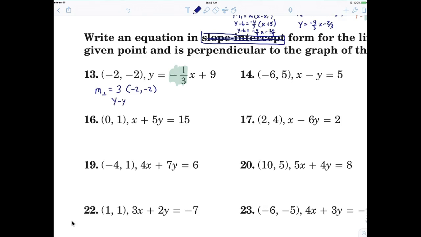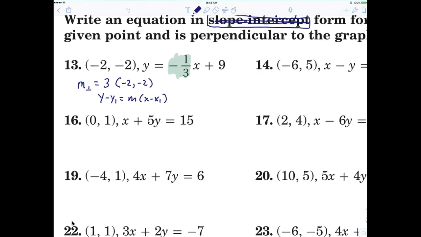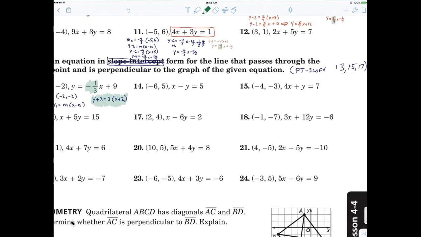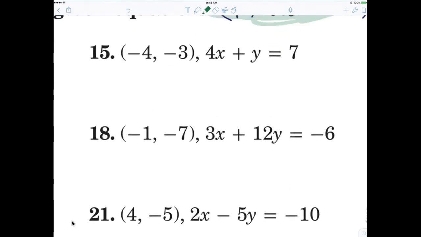Again, y minus y1 equals m times x minus x1, and it's a matter of just plugging the numbers in. So we'd say y plus 2 equals 3 times x plus 2. And that would be our answer, because that is in point-slope form, and remember I changed the directions to say just write it in point-slope form. Fairly easy. Now let's look at 15.